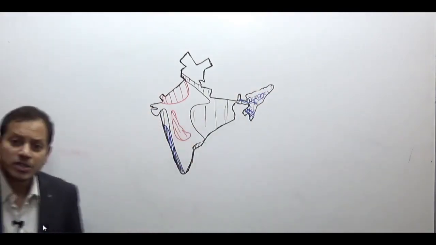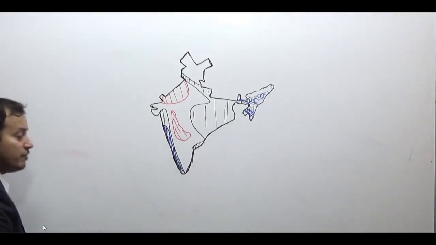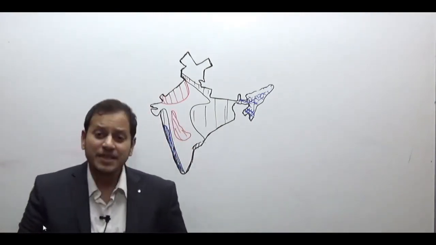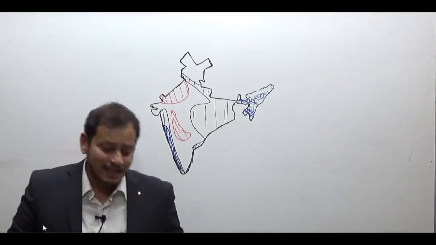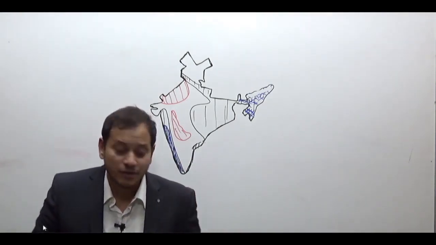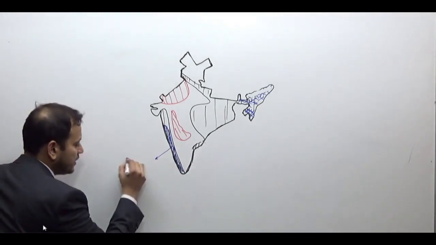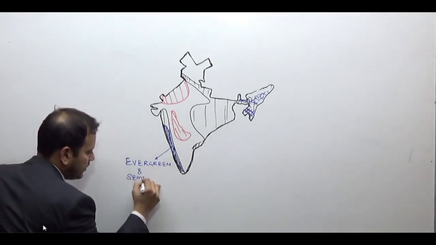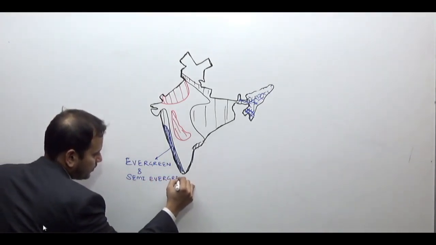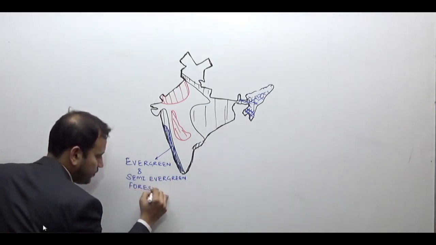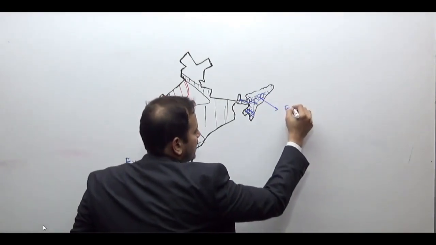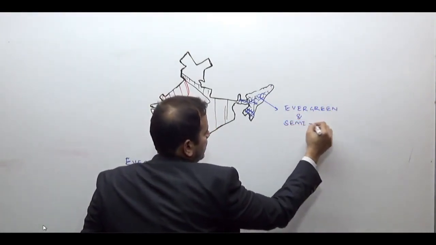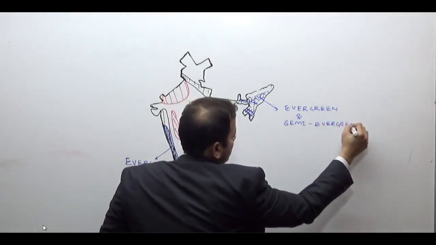We can say the regions which receive very heavy rainfall, more than 200 centimeters, will have, because India is in the tropical region, not a cold country, a high supply of heat. In the areas which have more than 200 centimeters of rainfall, this is the region of evergreen and semi-evergreen forest. This is also a region of evergreen and semi-evergreen forest.